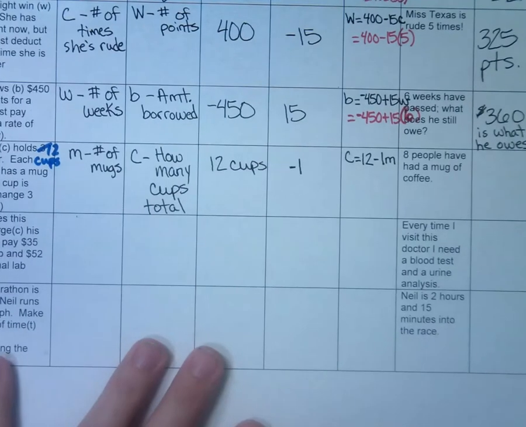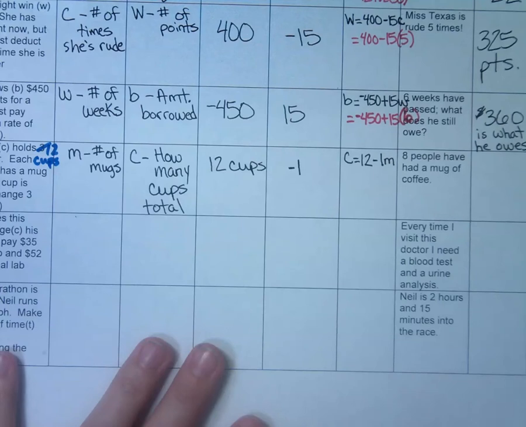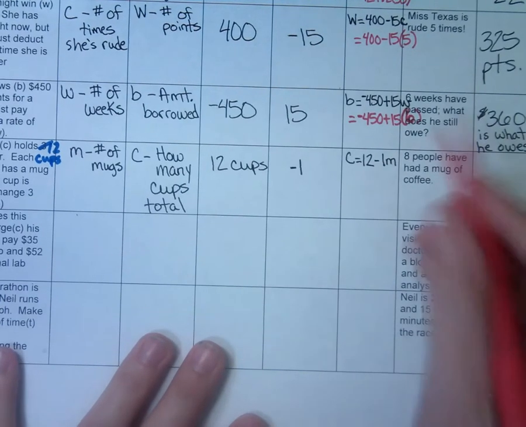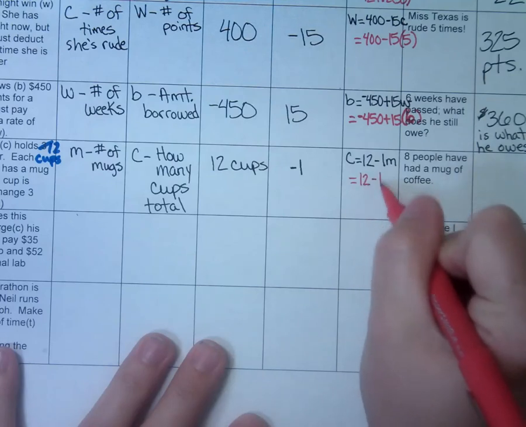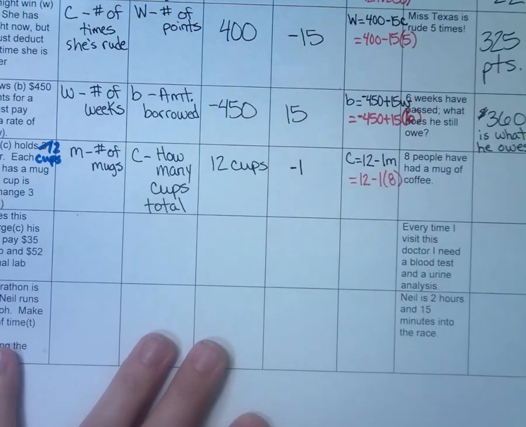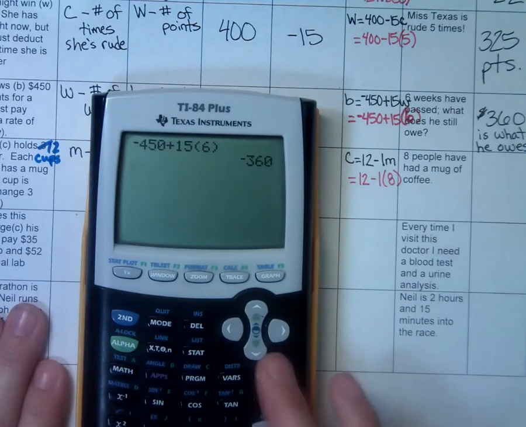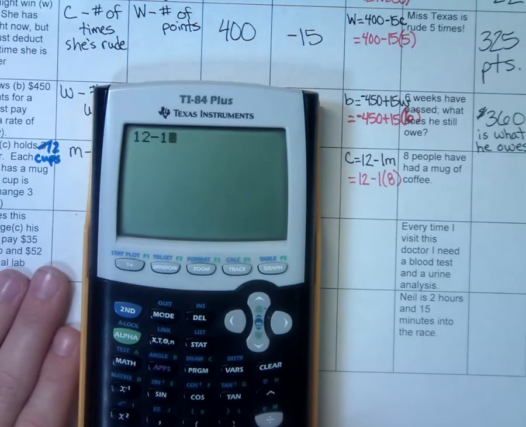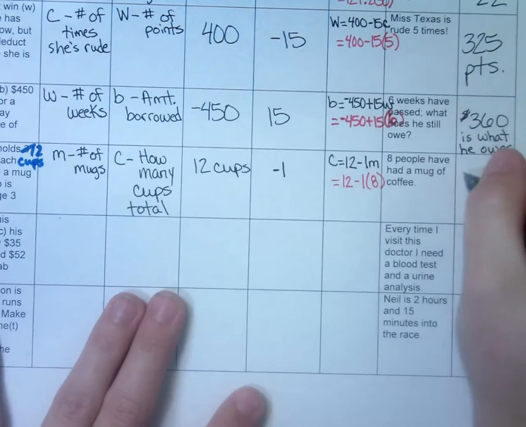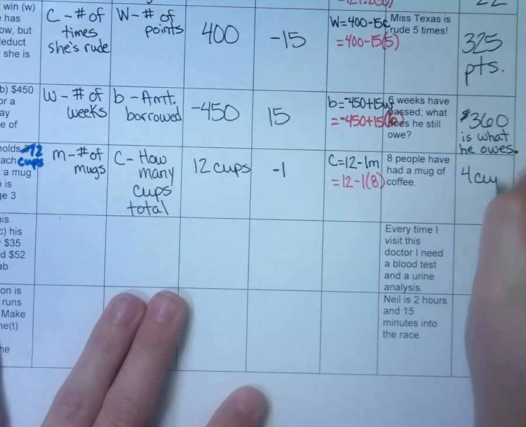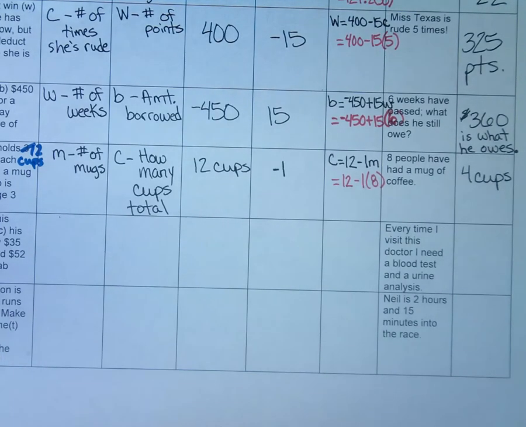8 people have had a mug of coffee. So if 8 people have had a mug, then we would put an 8 where the M is. And this one's easy. I don't even need to grab the calculator for this, but I will. 12 minus 1 times 8, and you get 4. So you have 4 cups left. You start with 12. 8 people make coffee. They use a cup each, so there's 4 cups left.